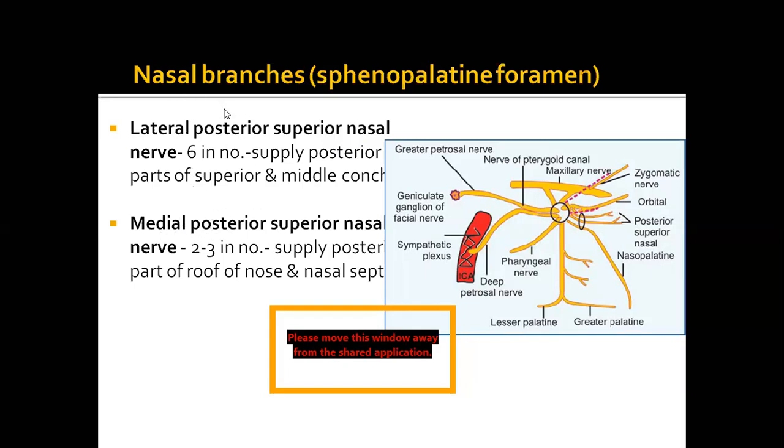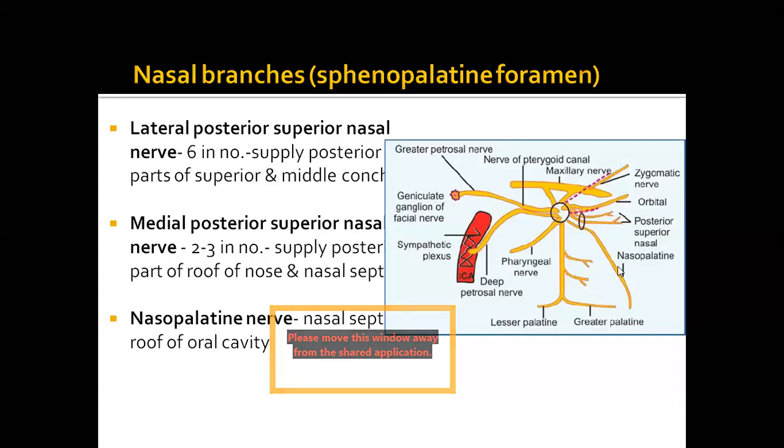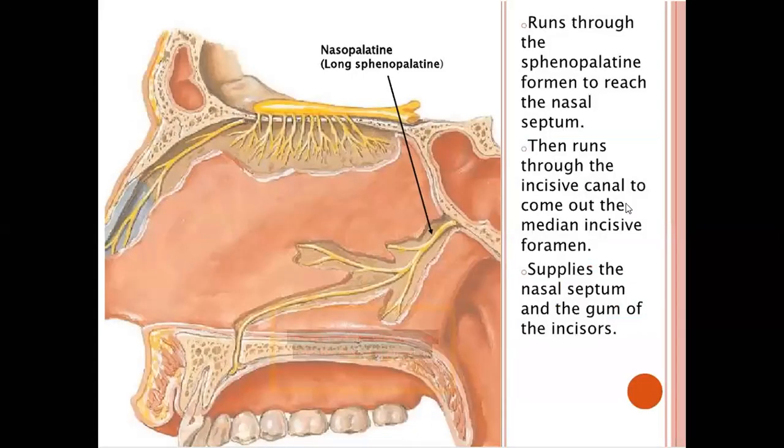This lateral posterior superior nerve is 6 in number. This medial superior posterior nerve is 2 in number. Then the other one, the nasopalatine nerve, is the longest nerve. It is also called the sphenopalatine nerve. Now you can see the nasopalatine nerve or long sphenopalatine nerve. It enters the nasal cavity through the sphenopalatine foramen. It supplies the nasal septum and the gums of the incisor here.